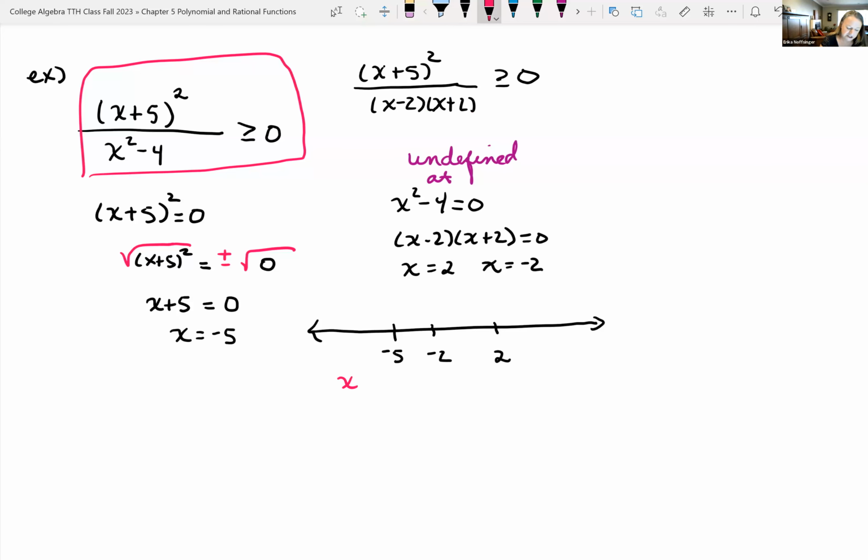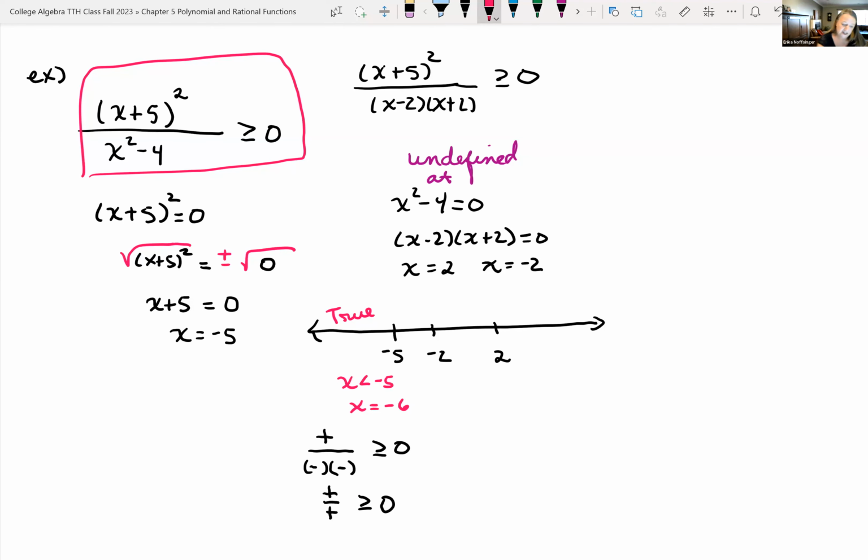So choose something which is smaller than negative 5. So if I chose x equals negative 6, negative 6 plus 5 quantity squared, that's positive. Negative 6 minus 2 in the denominator is negative, and negative 6 plus 2 in the denominator, that's negative. Is that greater than or equal to 0? Yeah, a positive divided by a positive is greater than or equal to 0. So this is true.